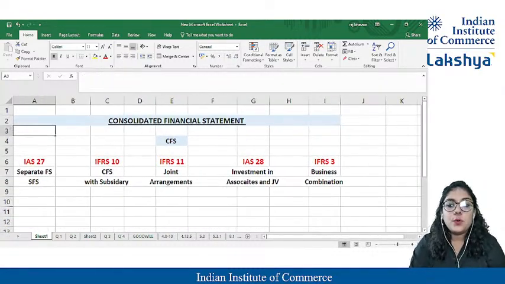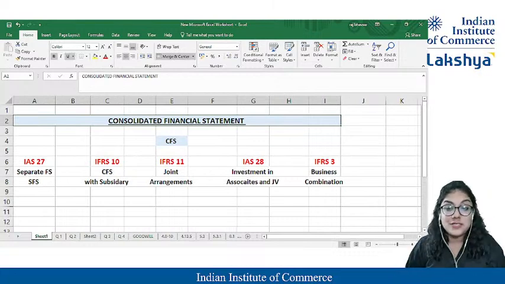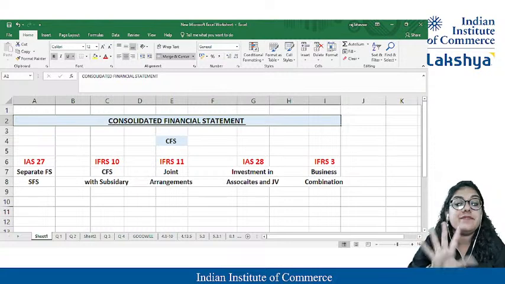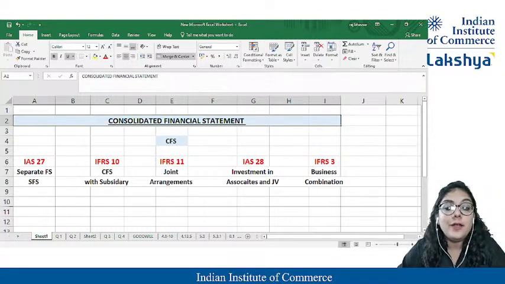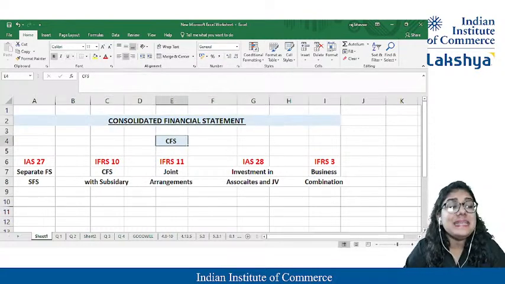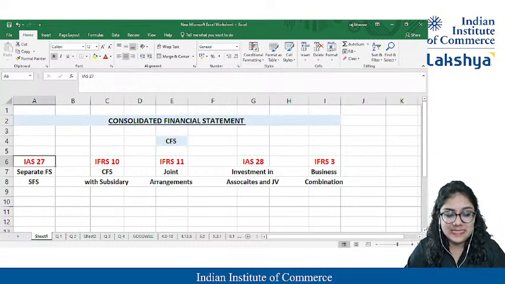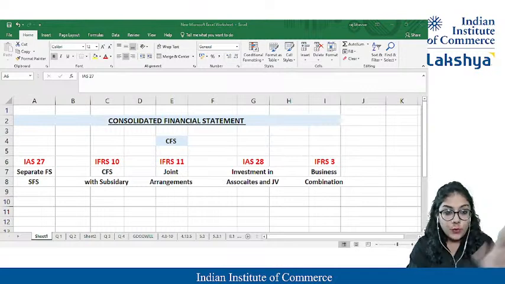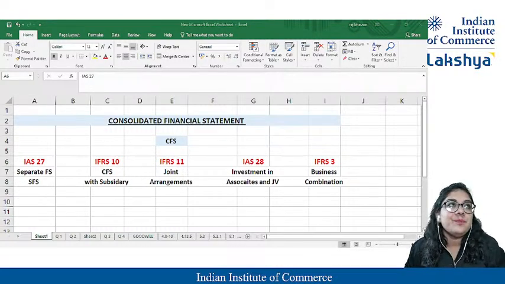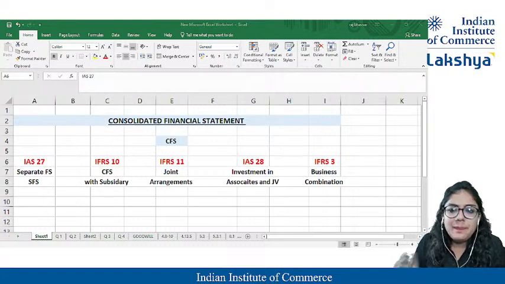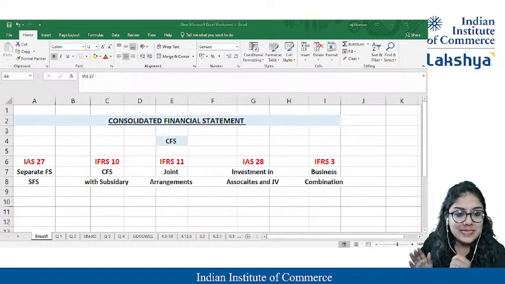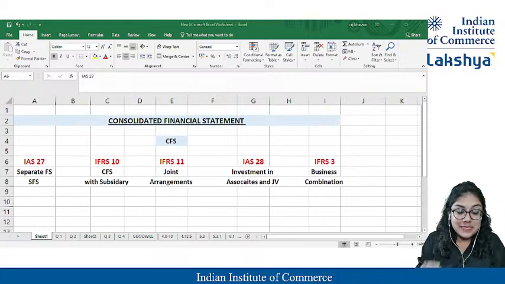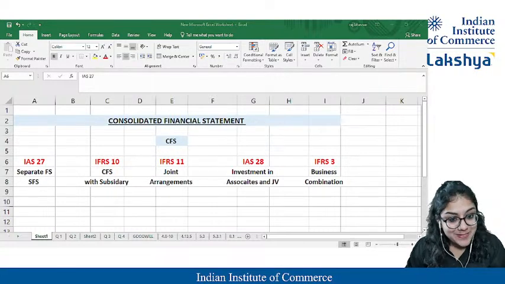So when I talk about consolidated financial statements, we are going to understand basically 5 standards. When I talk about CFS, it has been bifurcated into IAS 27, which talks about separate financial statements, which is very common. Normally people have to formulate the financial statements, and that is to be made as per IAS 27. That is SFS, separate financial statements.